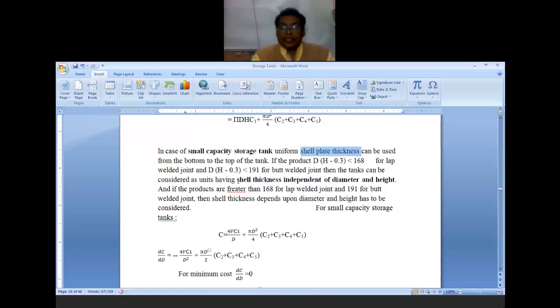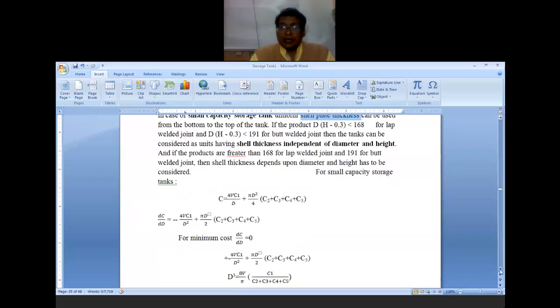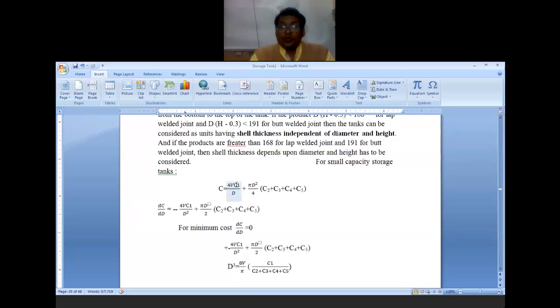If the product D into (H minus 0.3) is less than 1.68 for lap joint, and the product D into (H minus 0.3) is less than 1.93 for butt weld joint, then the shell thickness is independent of the diameter and the height. So this is all related to the shell. The cost of the shell, C1, is going to affect here, and the shell thickness is independent of diameter and the height.